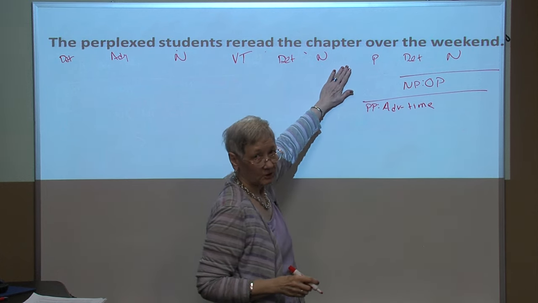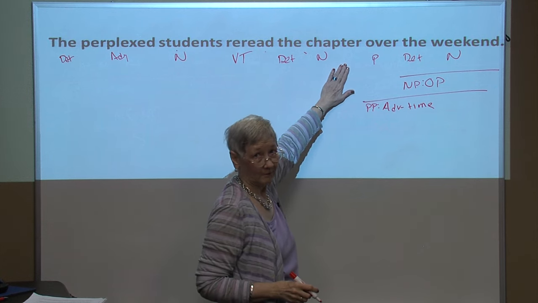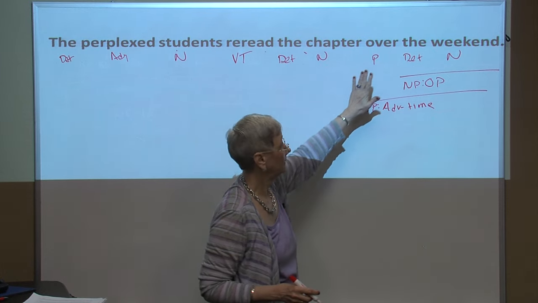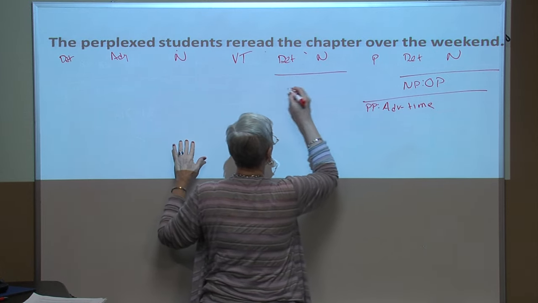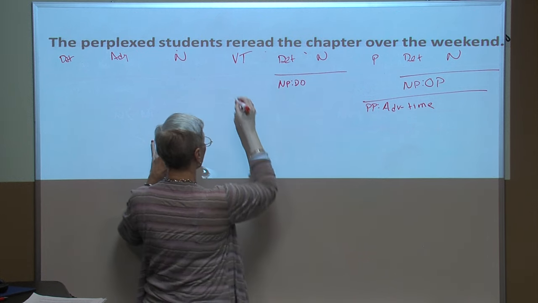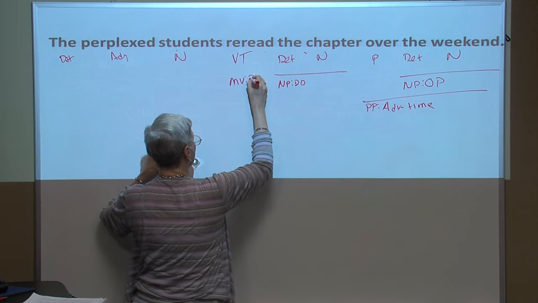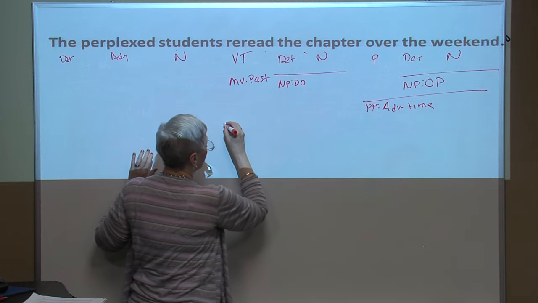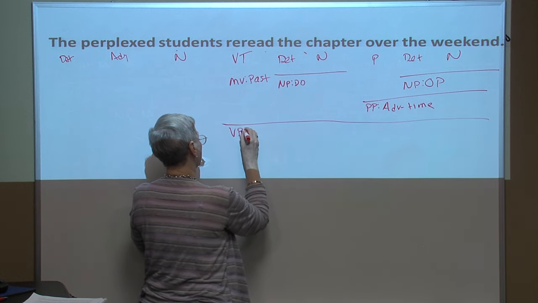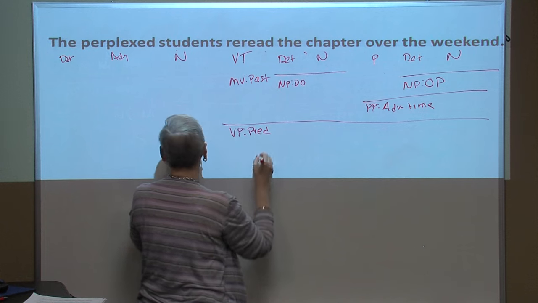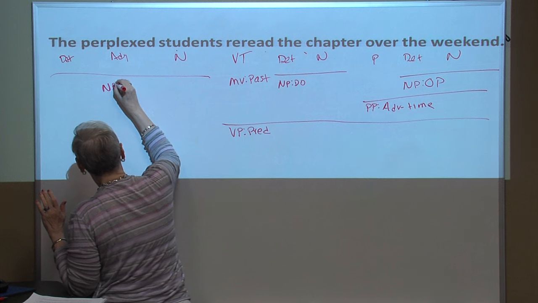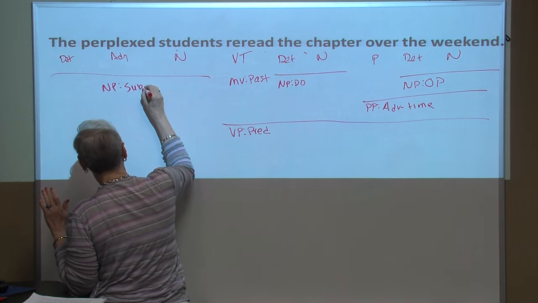It doesn't pattern with the chapter. It's not the chapter that is over the weekend, it's the rereading that is over the weekend. So, the chapter, noun phrase, functioning as direct object. And then we have our main verb, whose status is past tense, and these three constituents form the verb phrase functioning as the predicate. And once again, we have the perplexed students, noun phrase functioning as subject.